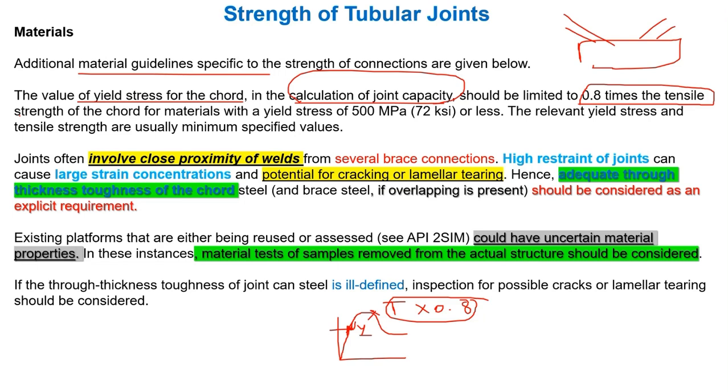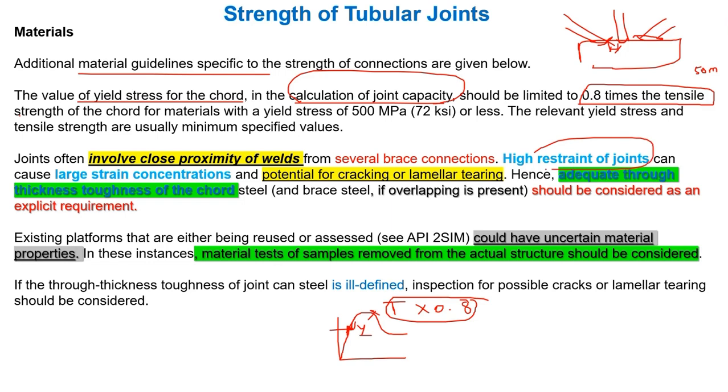Okay, and the joints involve often close proximity of welds. You see the brace here, one weld will come here, one more brace, and if it comes, one more weld will also come. So a joint involves close proximity of welds. From one weld to another weld, in some places we have only a 50 mm gap. So this has a close proximity of welds from several brace connections, right?